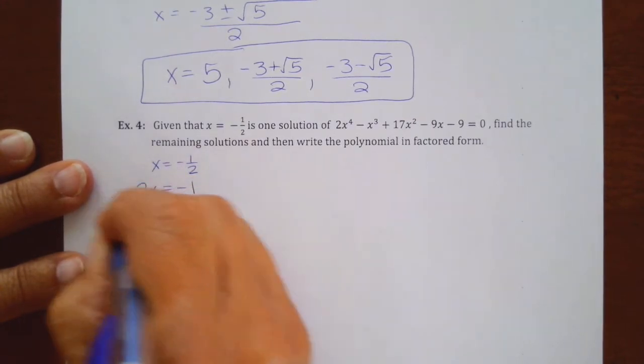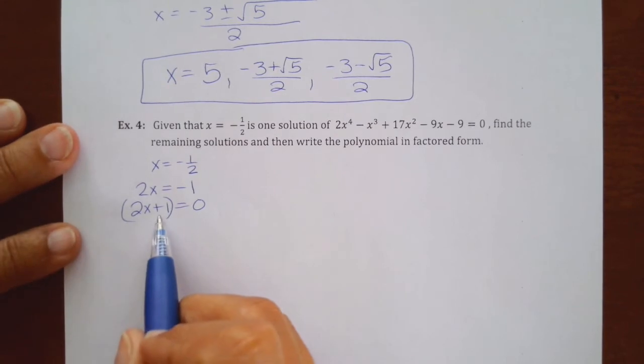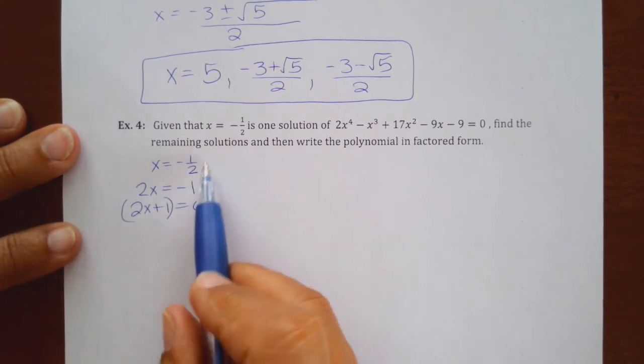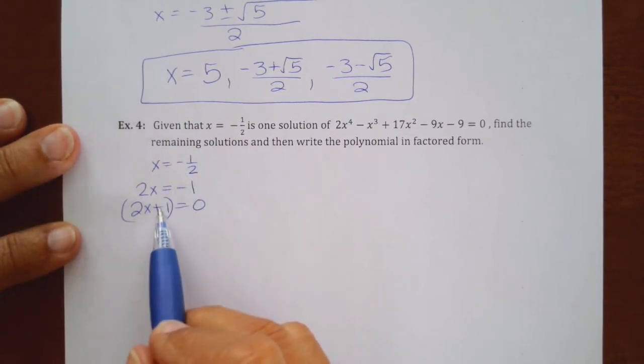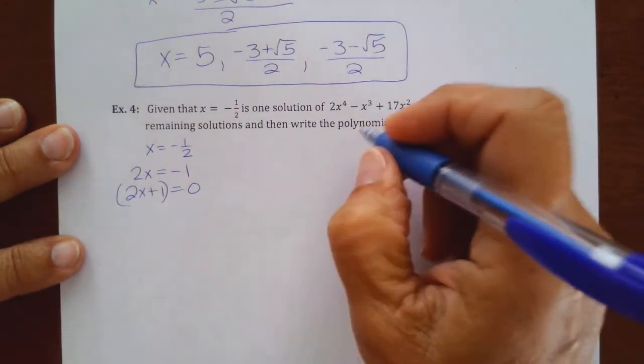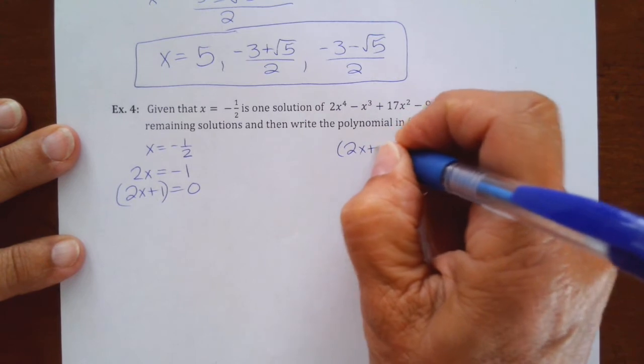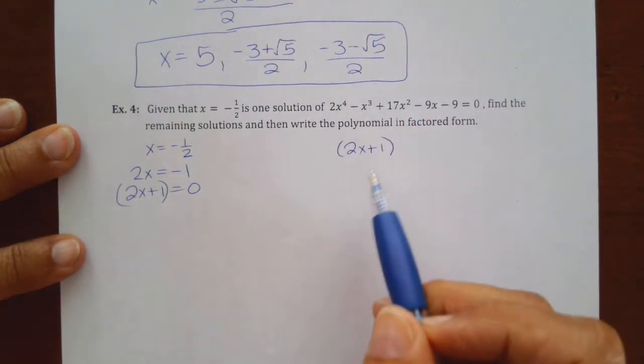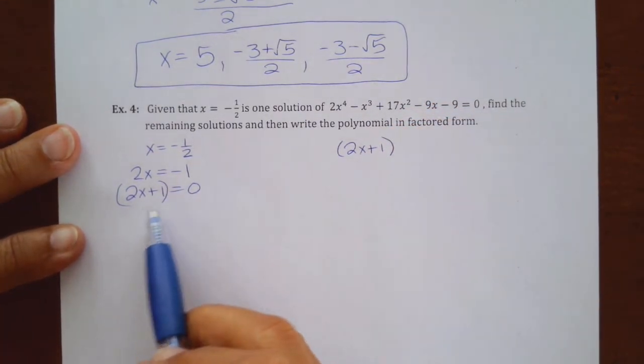Okay, so this is a factor right there. 2x plus 1 is the factor that gives you a solution of negative 1/2, because it says to write this polynomial in factored form. So I know I'm going to start with that. Okay. Problem is I can't do synthetic division. This is not in that right form.